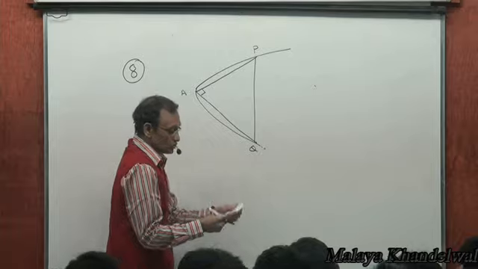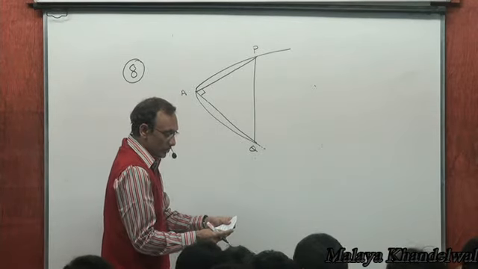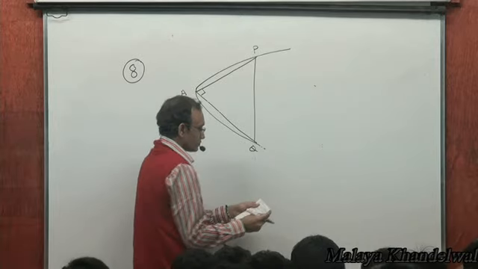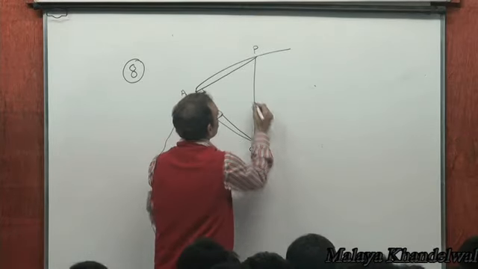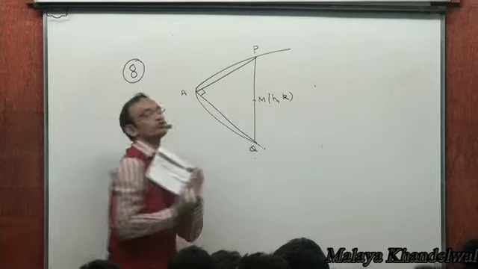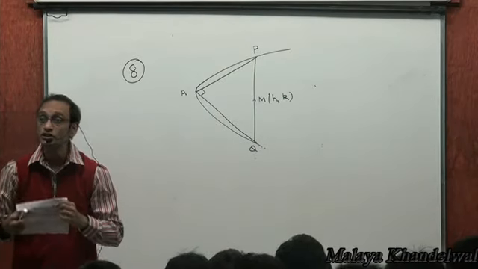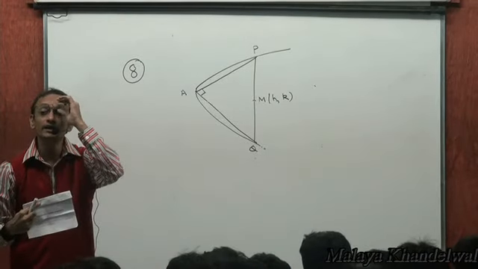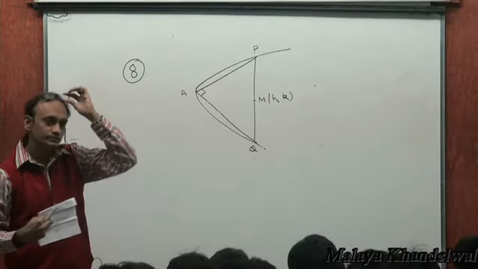Each of these PQs will have a certain midpoint h comma k. We want to find the locus of midpoints of all these chords that subtend a right angle at the vertex of the parabola. Clear? Right?